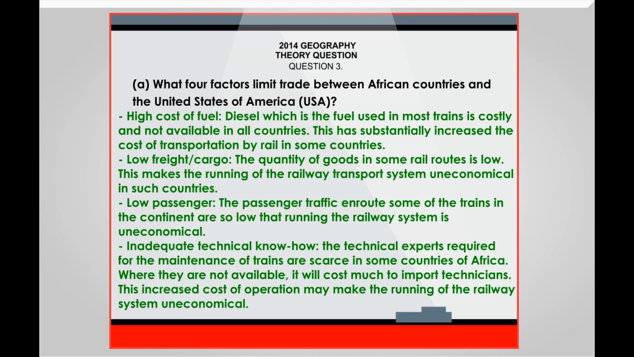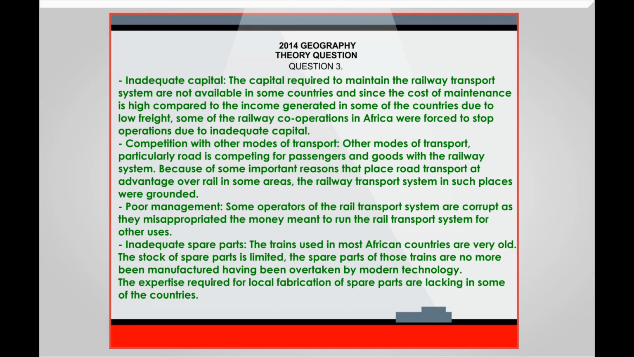The technical experts required for the maintenance of trains are scarce in some countries in Africa. Where they are not available, it will cost much to import technicians. This increased cost of operation may make the running of the railway system uneconomical. Inadequate capital. The capital required to maintain the railway transport system is not available in some countries, and since the cost of maintenance is high compared to the income generated due to low freight, some of the railway corporations in Africa were forced to stop operations due to inadequate capital.